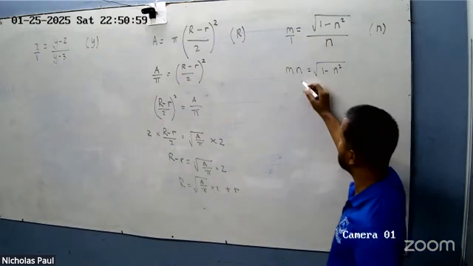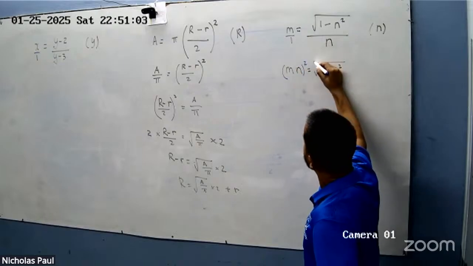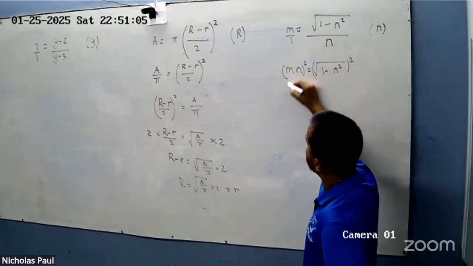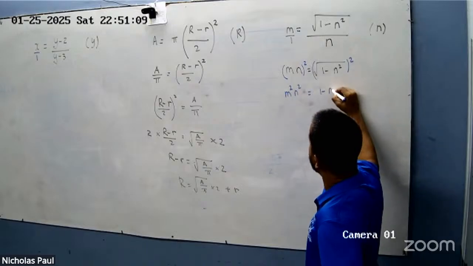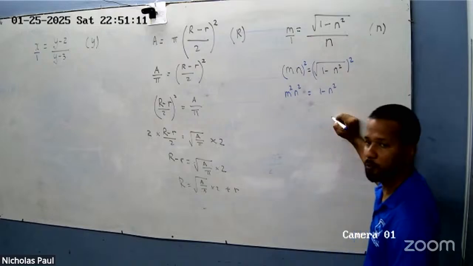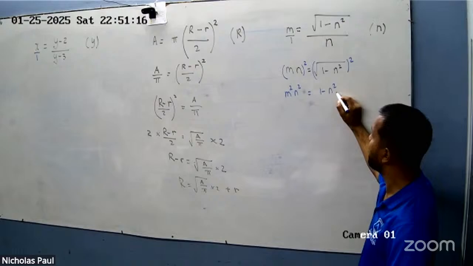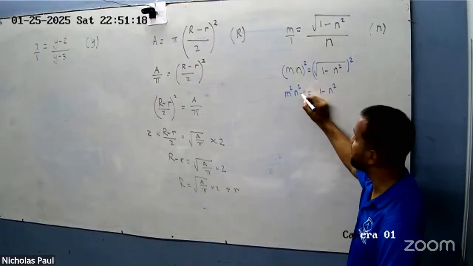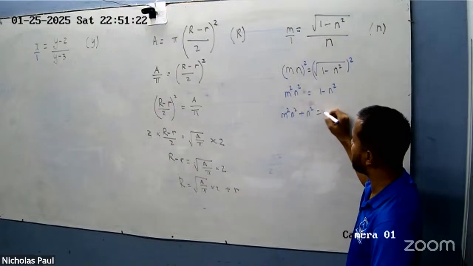Right? When you square both sides, hopefully you get this. You square here and you square here. This will be m squared n squared, and this will be 1 minus n squared. What will you do next? Bring the n squared here, right? So you'll get m squared n squared plus n squared is equal to 1.